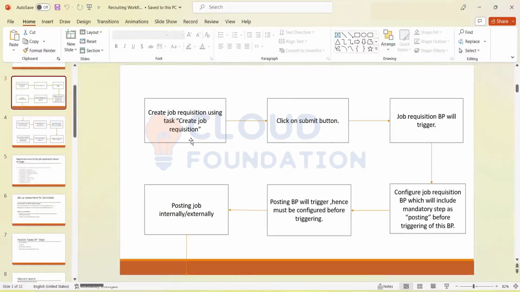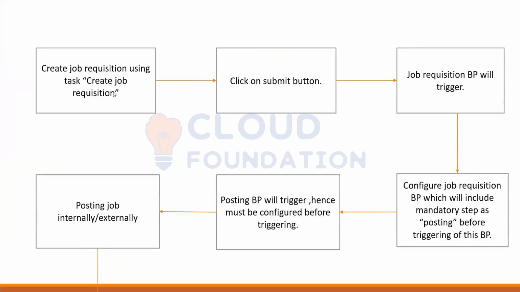Quickly, let me explain. I think you might remember it as well. So it starts with creation of job rec. On clicking the submit button, it will lead to triggering of job requisition BP. So we have to make sure the BPs are configured first in order to do the end-to-end testing. The requisition BP will definitely involve the step of posting. So it's again a sub process and the posting should occur internally or externally.